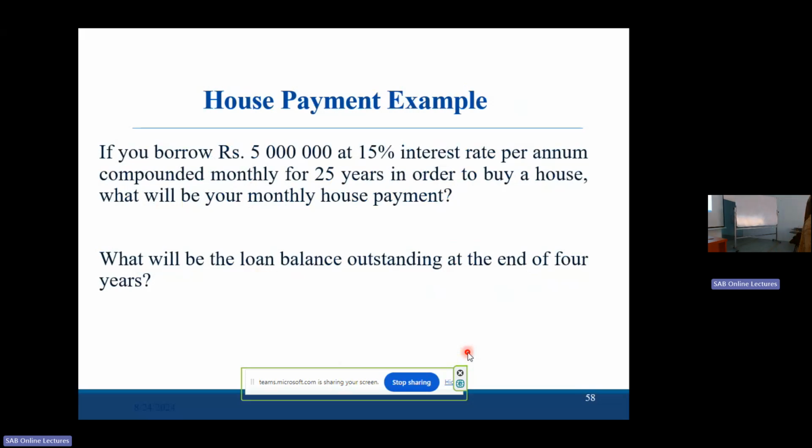What is the monthly installment? So now suppose your customer has come and asked for 5 million. You told them the interest rate is 15%. You can go with the fixed interest rate for 25 years. So you have to calculate the monthly installment. What is the monthly installment?